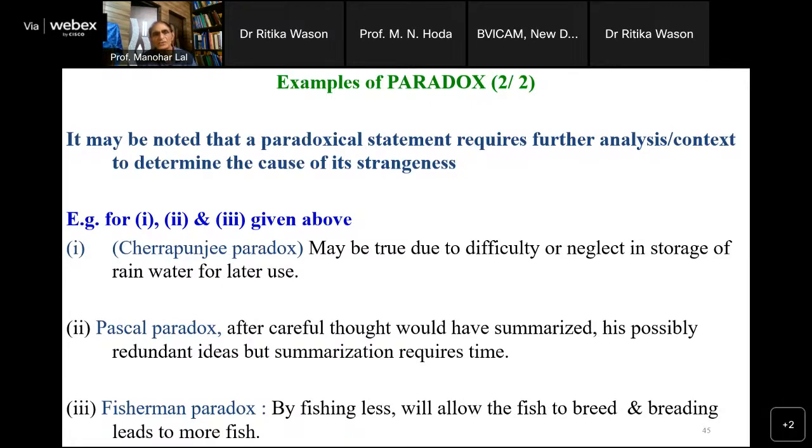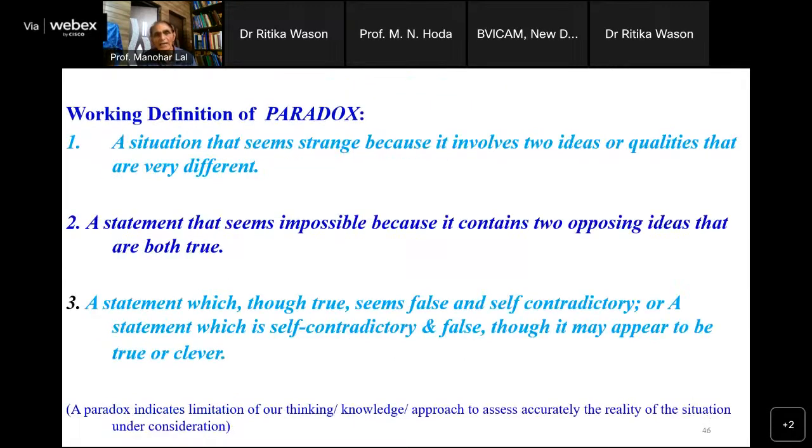And these have been practiced since almost ancient times. So a definition of paradox is a situation that seems strange because it involves two conflicting statements. A statement that seems impossible because it contains two opposing ideas that are both true.